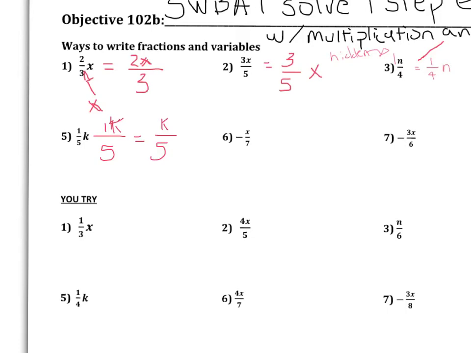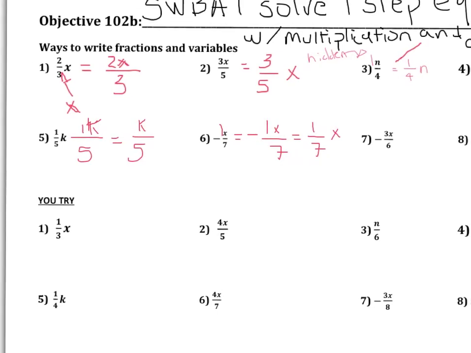Okay, 3 more examples. We have negative x over 7. How could we rewrite that as a fraction? We're going to keep that negative. Remember that there's a hidden 1 in front of the x, so we could have had a negative 1x over 7. I just rewrote that with a 1. Or, if I wanted to pull out a fraction, I could have negative 1 over 7x, and I'm going to pull the fraction out in front.